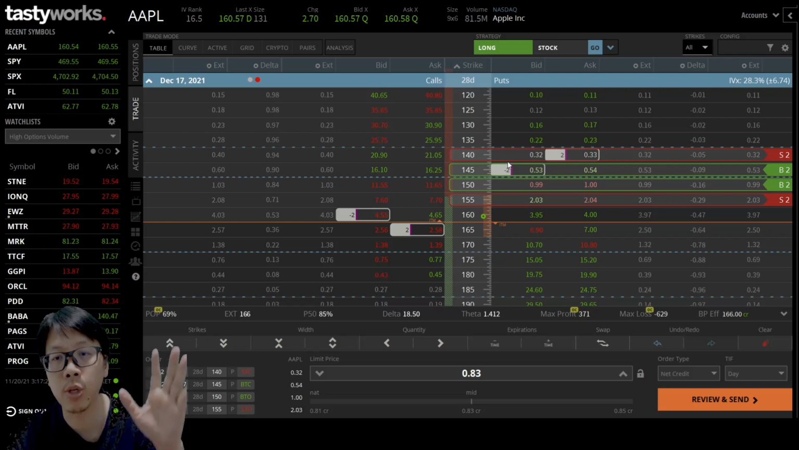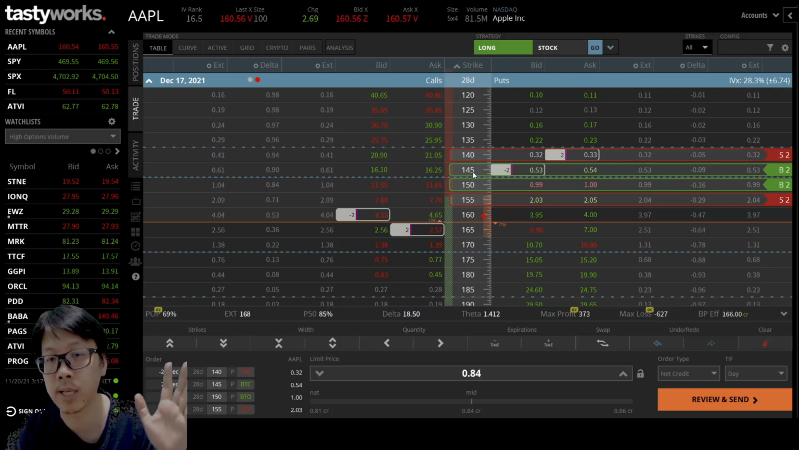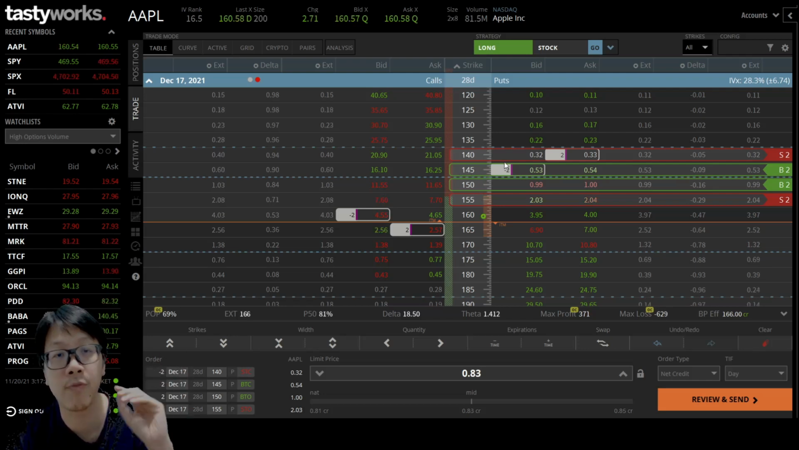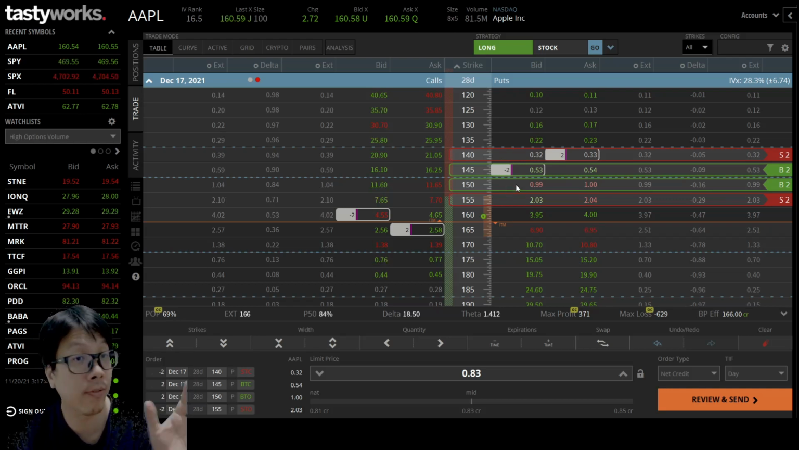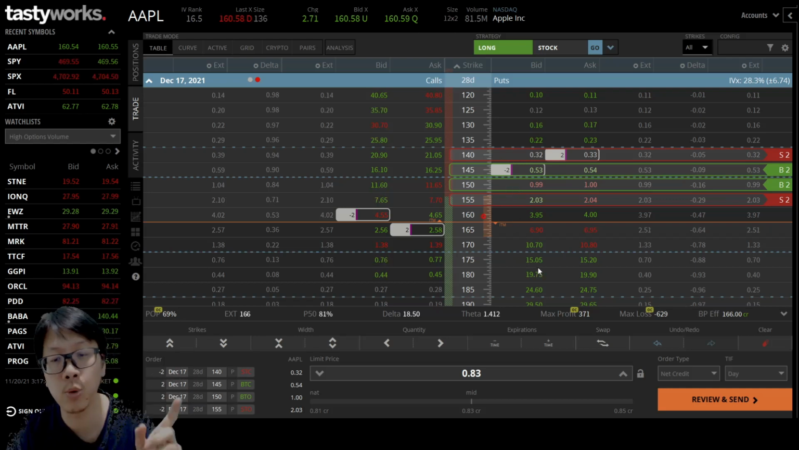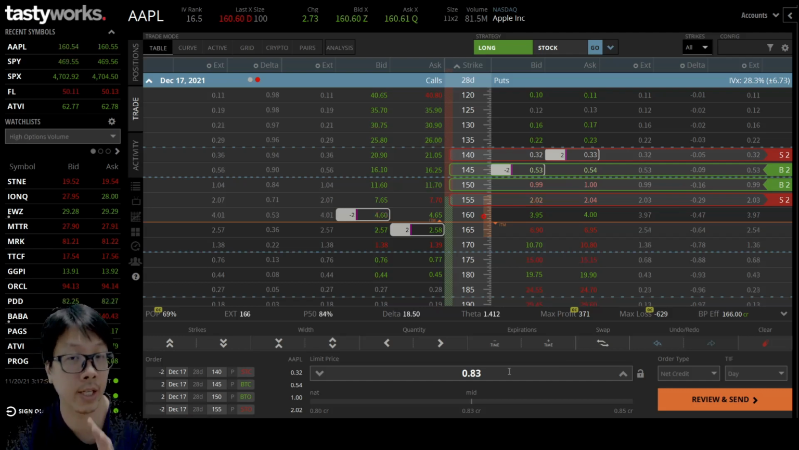So we are going to push up the strikes. Earlier it was at 145, 140. In order to push up the strike, we are going to roll this up to 155, 150. And when we do that, we're going to do that at a credit of 83 cents.